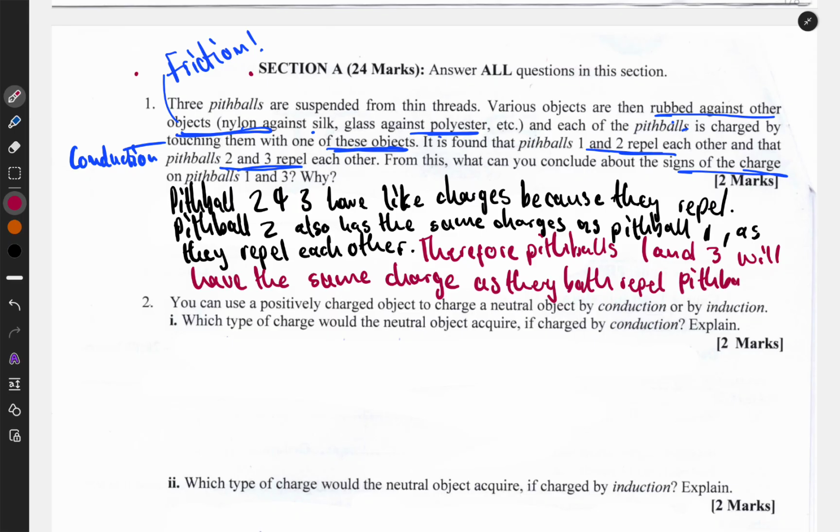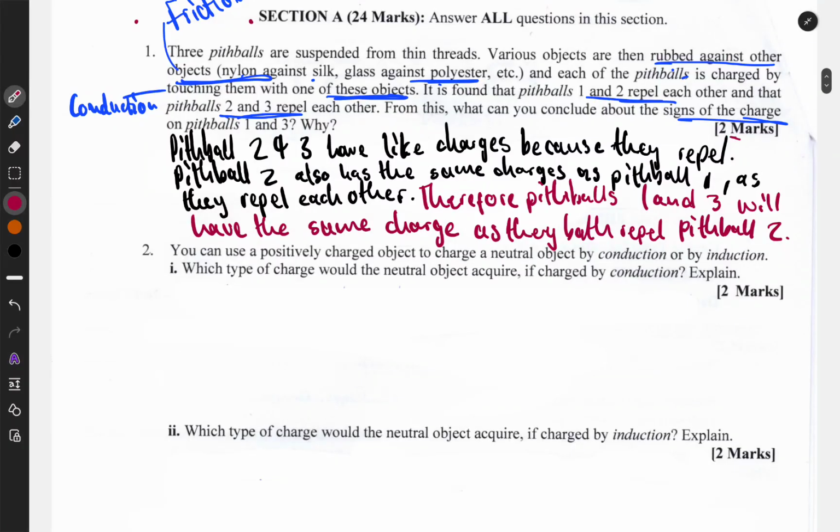Both of them repel pith ball 2, so they definitely have the same charge as pith ball 2. So that means they will have the same charge as each other, because if they are repelling pith ball 2, that means they have the same charge as pith ball 2, and both of them are doing it, so both of them will have the same charge.